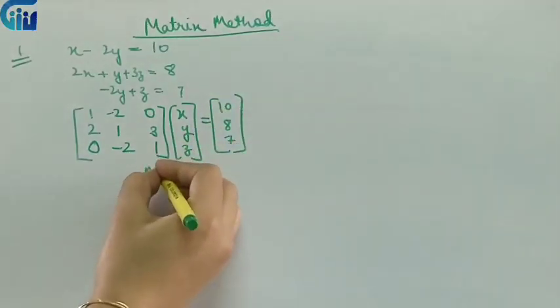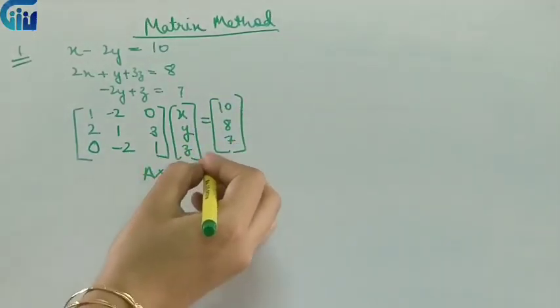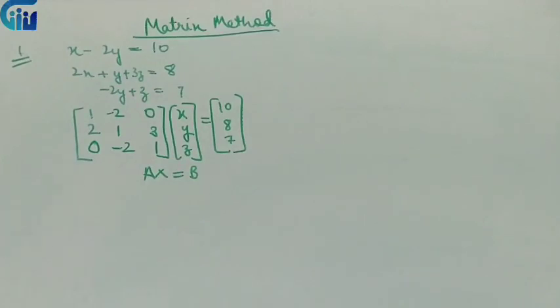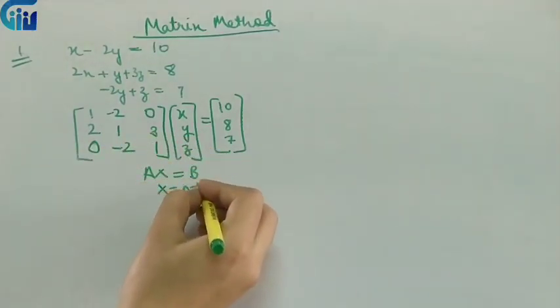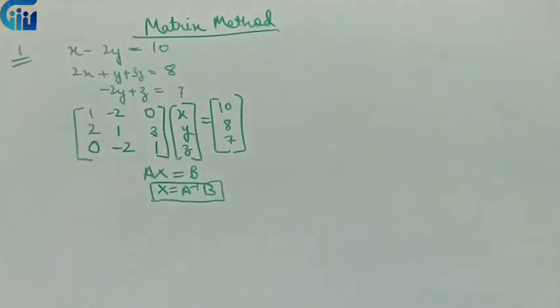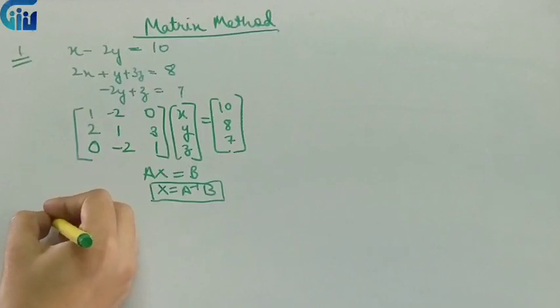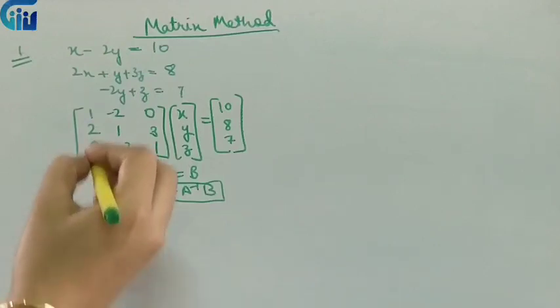So the given system of equations is changed to the form AX equals B. Again, to find X, what do we do? Pre-multiply by A inverse, so X equals A inverse B. Up till this I think everybody can do. Now to find A inverse, what do I need? I need to find the determinant of A.